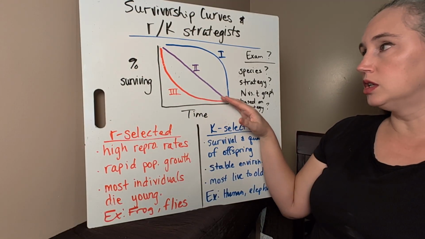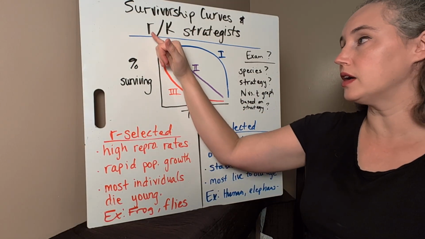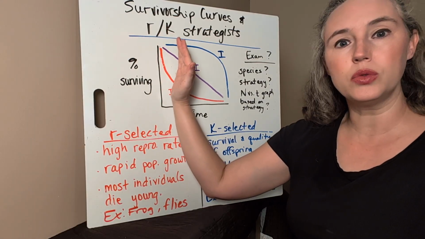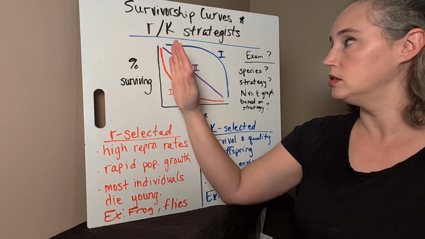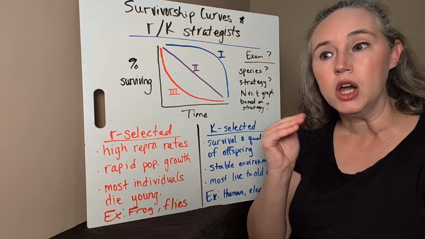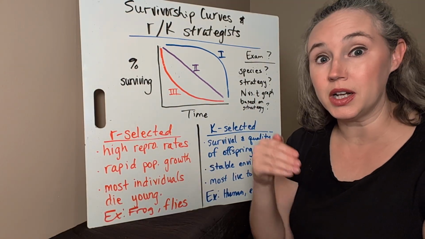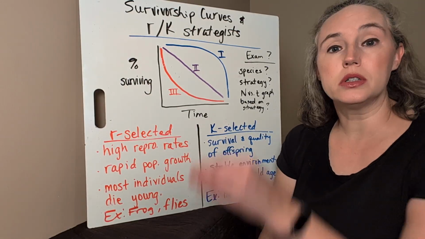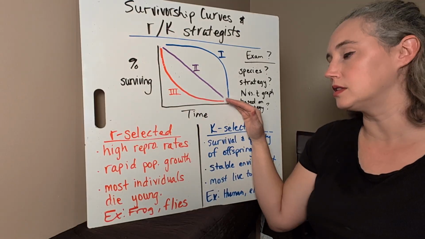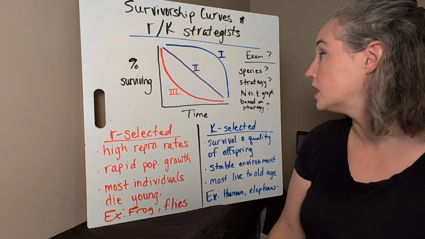Type 2, this is where you can see a straight line. As time goes on, it's a constant. There's no real change in death rate, right? It's just steady over time. What are we going to see this in most often? In birds. Birds, you're going to see a constant death rate like this.